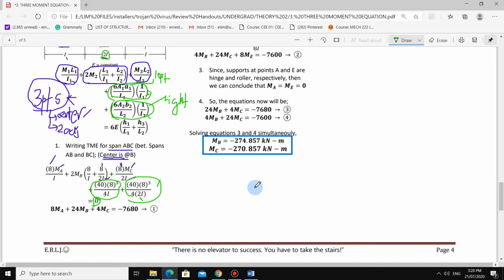Okay, so what you will do now is simplify the equation. Simplify all. What we got is 8MA plus 24MB plus 4MC. Then add them, and transpose to the right side. We got negative 7,680 due to loads. So this will be your equation 1.